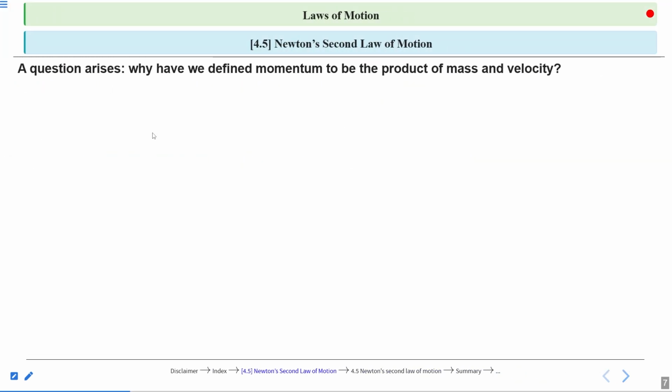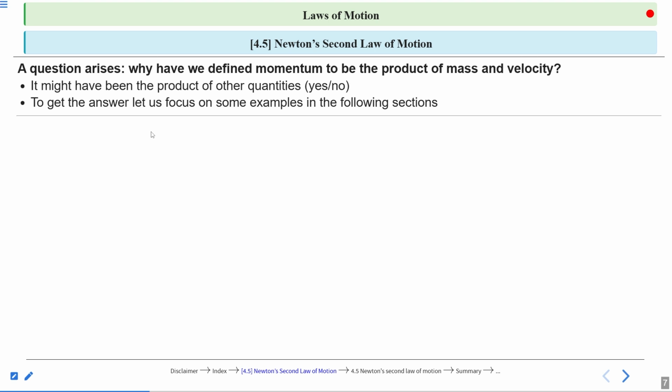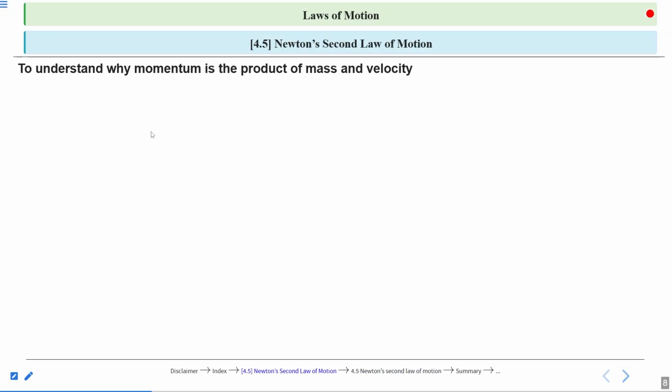A question arises. Why have we defined momentum to be the product of mass and velocity? We know momentum is mass into velocity, so why have we defined it so? It might have been the product of other quantities. Yes or no? To get the answer, let us focus on some examples in the following sections, to understand why momentum is the product of mass and velocity.